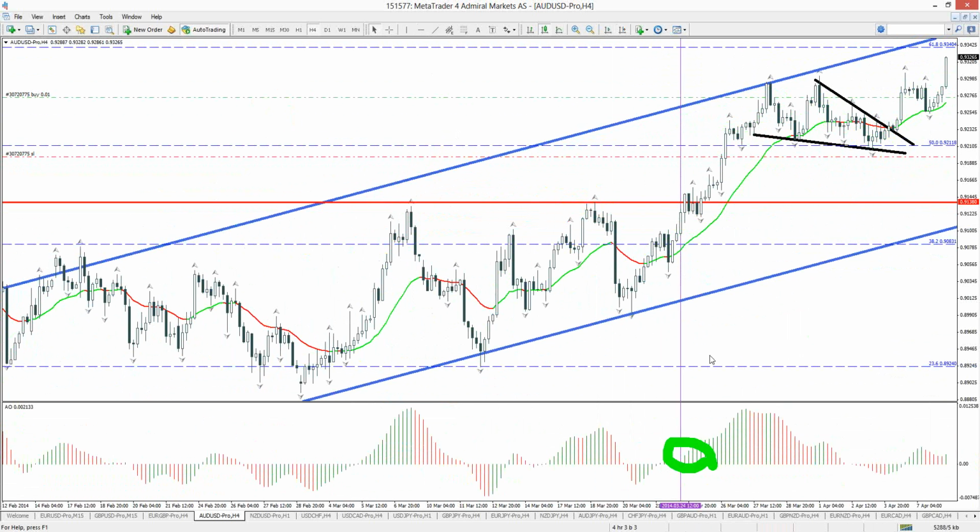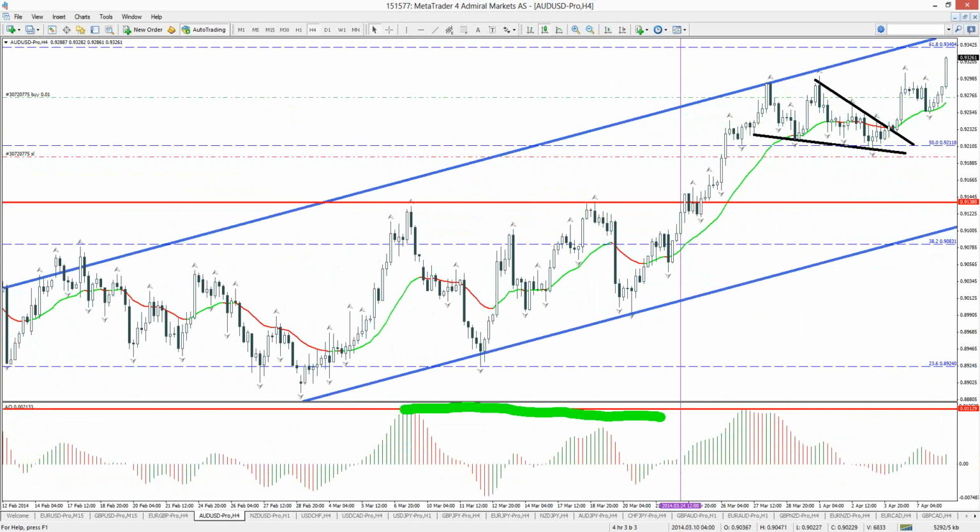It wasn't finished yet. And in retrospect, we see that it may be slight divergence, but it's equal to each other. It's definitely not a lower high here. It's equal.